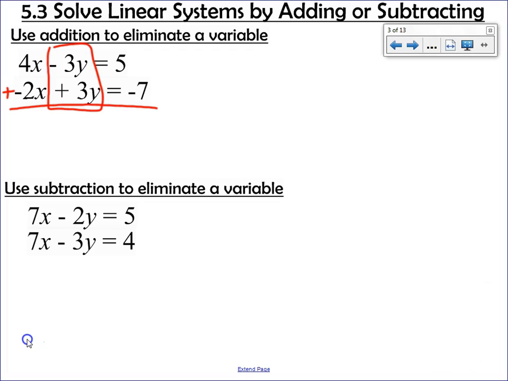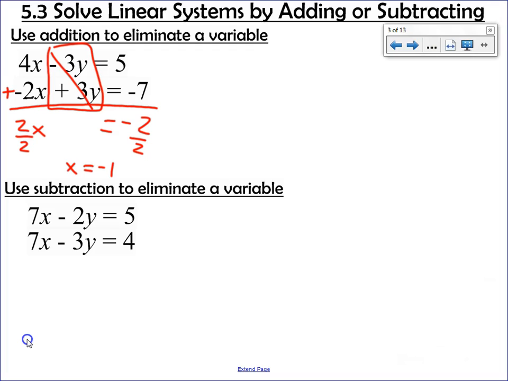So if we combine them all together, if I add the 4x and the negative 2x, that combines to give me 2x. The negative 3y and the 3y cancel each other out. And when I combine 5 and negative 7, I get negative 2. So I'm left with an equation that says 2x equals negative 2. If I solve for x, I get x equal to negative 1.